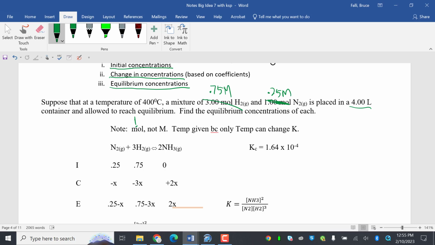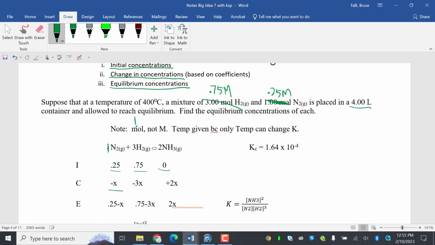So I have this reaction, N2 plus 3H2 yields 2NH3, and I have my molarities that I put in there. Initially, these are my molarities. Now, this is kind of freaky because it seems kind of elementary and baby-ish and not helpful, but it's outrageously helpful. So what we have is 0.25 minus X.